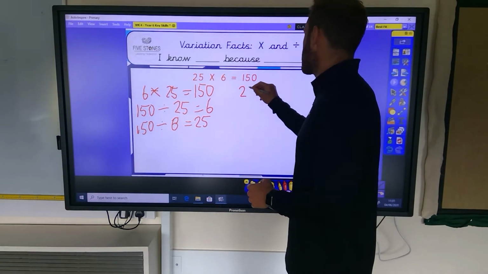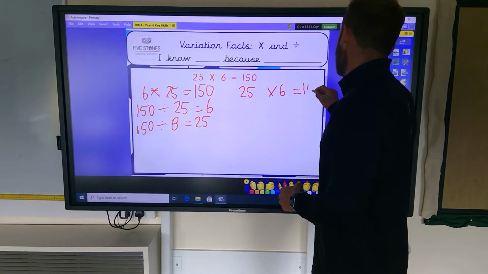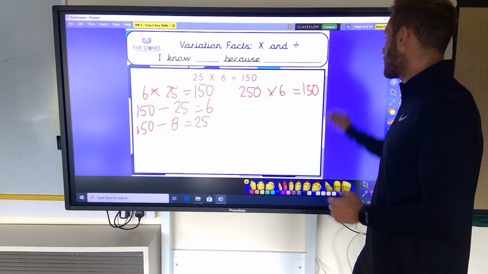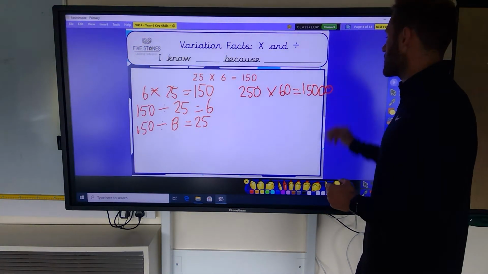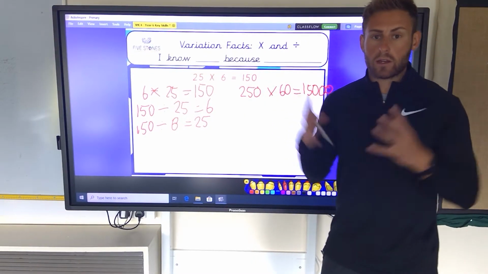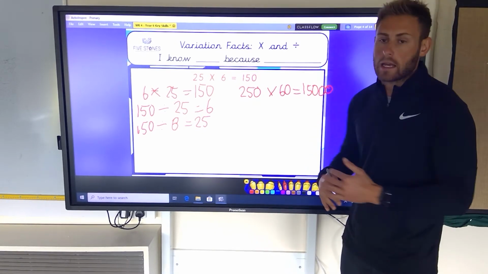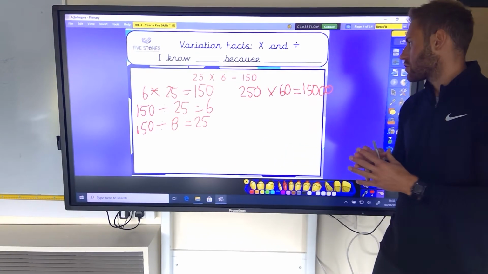So we're looking at 25 times 6 equals 150. If we make this 10 times bigger, that also needs to go 10 times bigger, meaning the total's increased by 100 times bigger. We can also make it 10 times smaller, 100 times smaller, and we know all of those facts as a result of that.